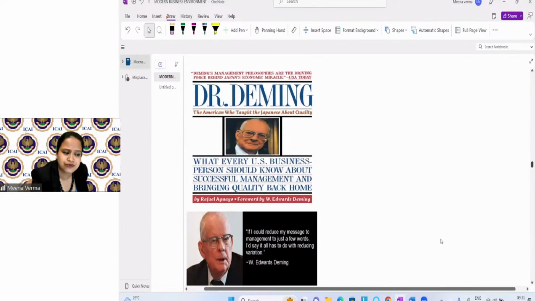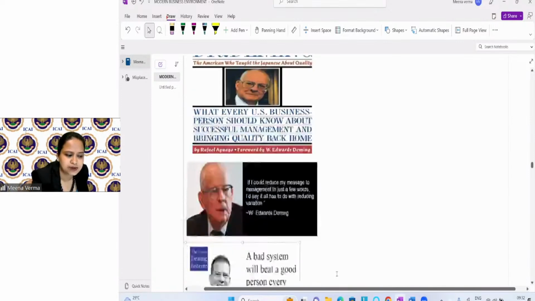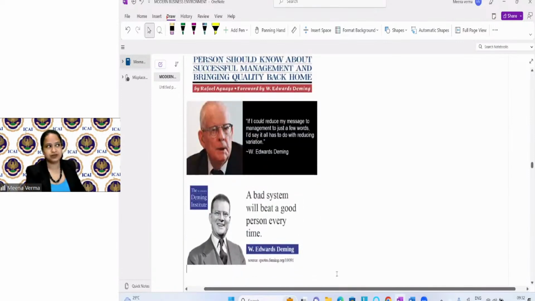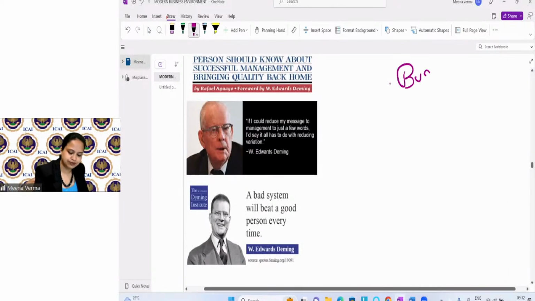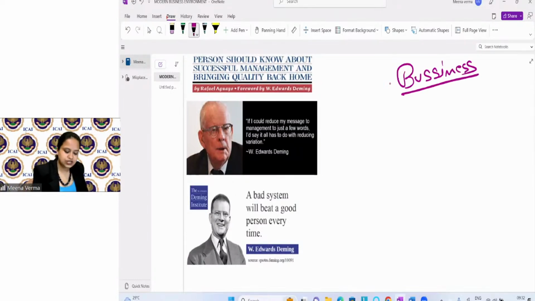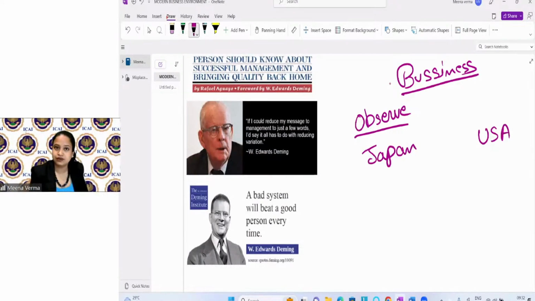Now, these people went to Japan just to help the Japanese people because it was all destructed. How did they help? First, they helped them from the business point of view. How? First, he observed their business. He observed that the way people do business in Japan is different from the way people do business in the USA.